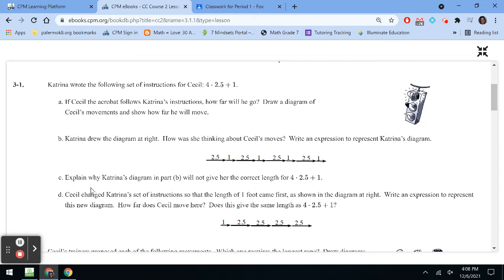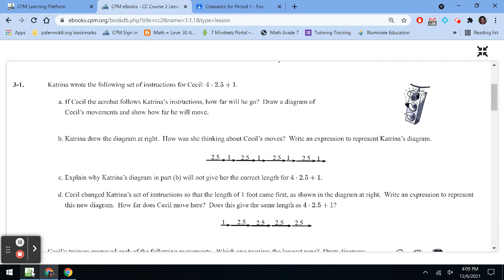So on this one here, we're talking about C. We're supposed to explain why Katrina's diagram in part B will not give her the correct length for 4 groups of 2.5 plus 1. So again, why this doesn't give her the correct length. And we already know this based on what we did up above, that she was thinking that she had 4 groups of 2.5 plus 1 instead of 4 groups of 2.5 and then 1.